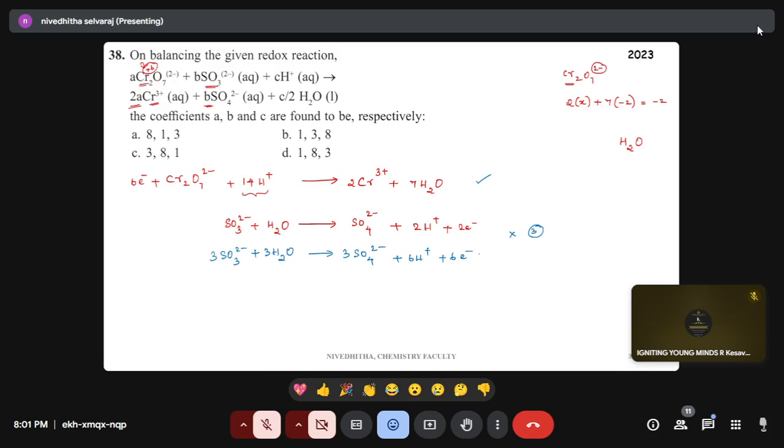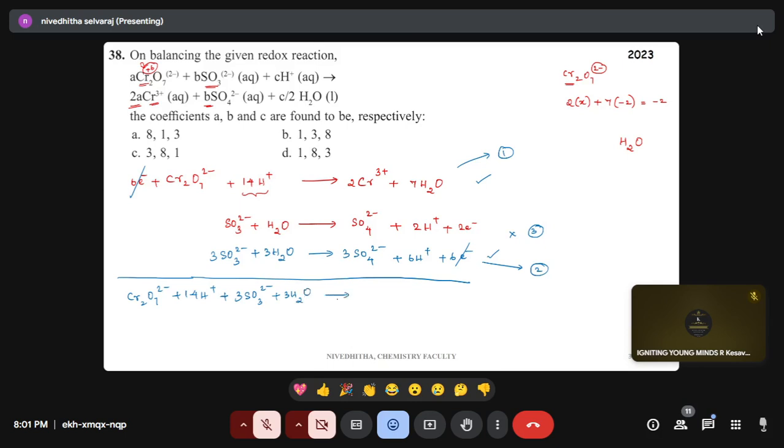Now this equation and this equation have an equal number of electrons. So I'm going to add both the equations. Now I'm going to add equation 1 and equation 2. While we are adding the equations, we have to cancel the common terms which are present on opposite sides. So here I have 6 electrons, and here I have 6 electrons, cancelled out. So what are all the remaining species on the reactant side? Cr2O7 2 minus. Here I have 14 H plus, right? And on the reactant side I have 3 times SO3 2 minus, and I have 3 times H2O.